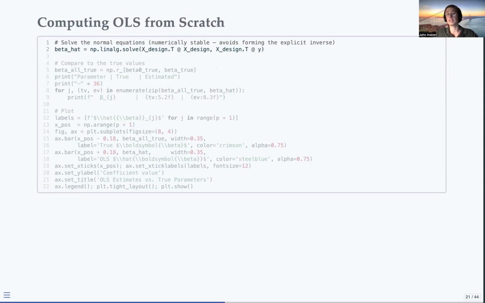This is the last bit of code I'll probably go through in detail, but this is essentially repeating our computation of the OLS that I performed with simple linear regression, with multiple linear regression. So using our design matrix and our response that we defined earlier, we specify here np.linalg.solve. This is solving this system.